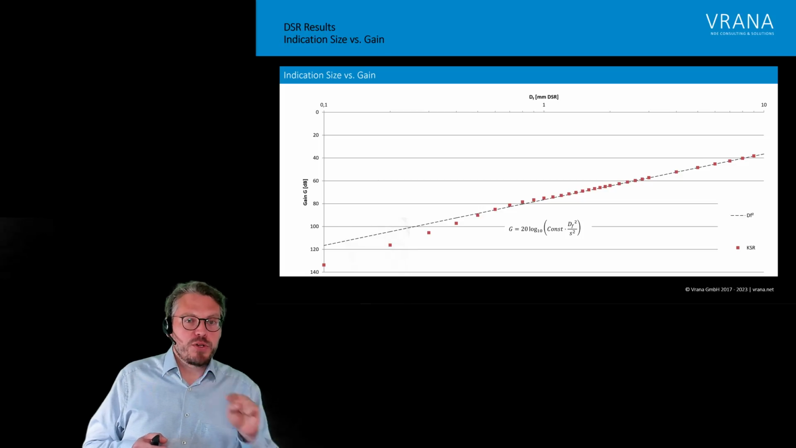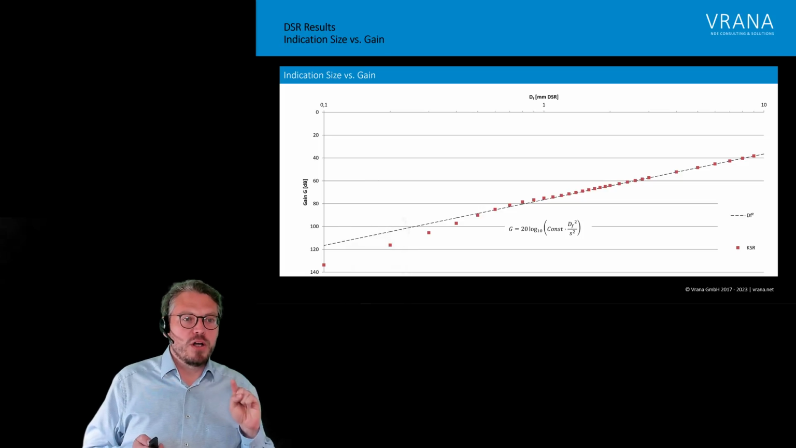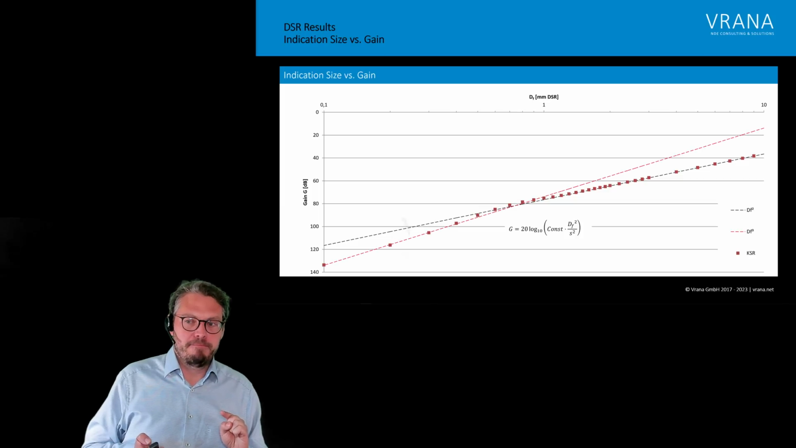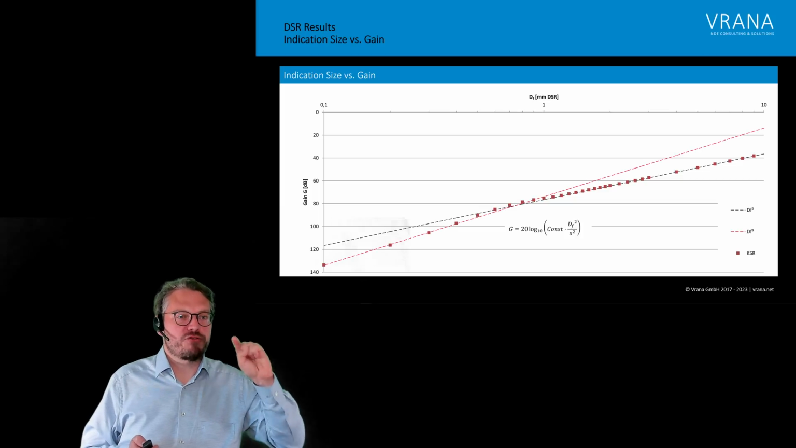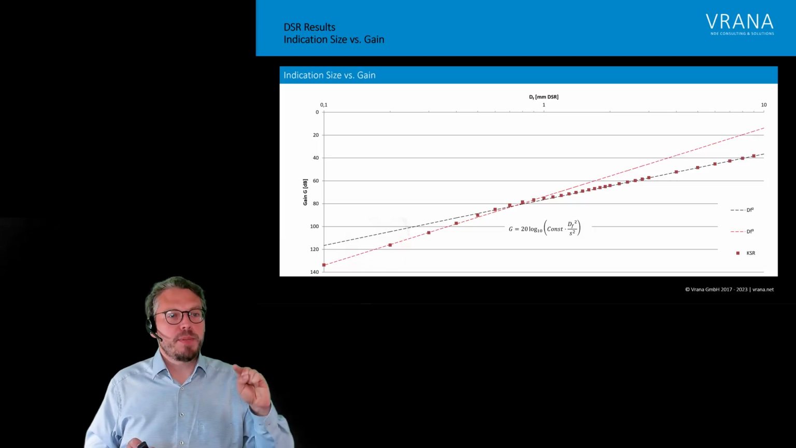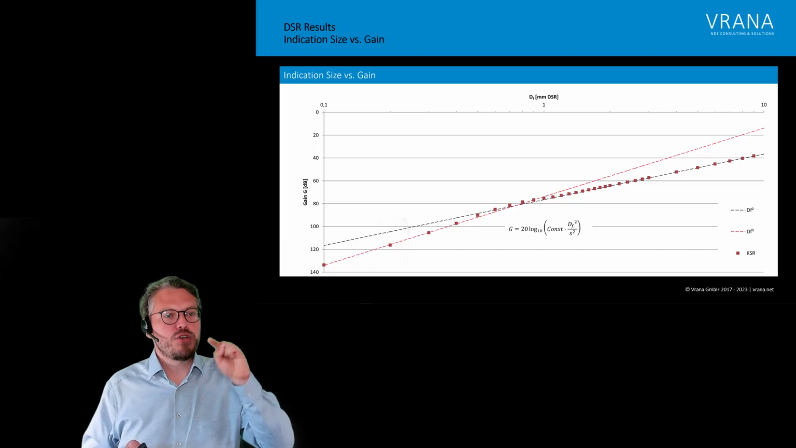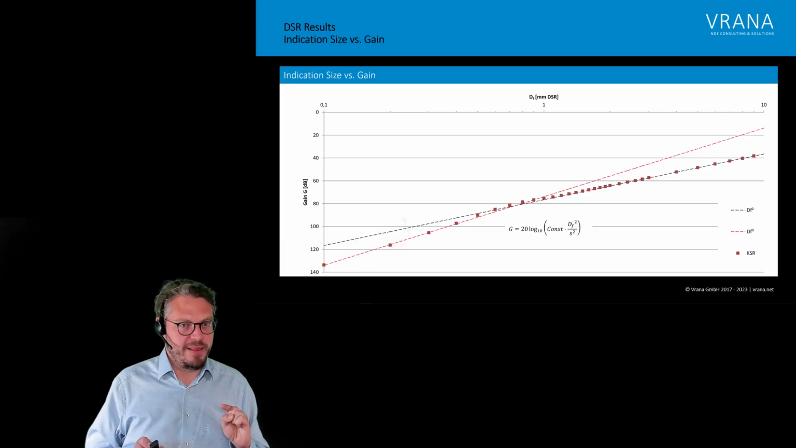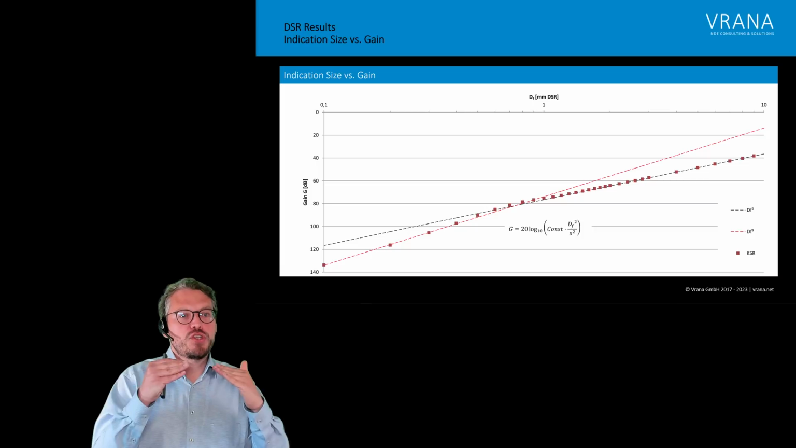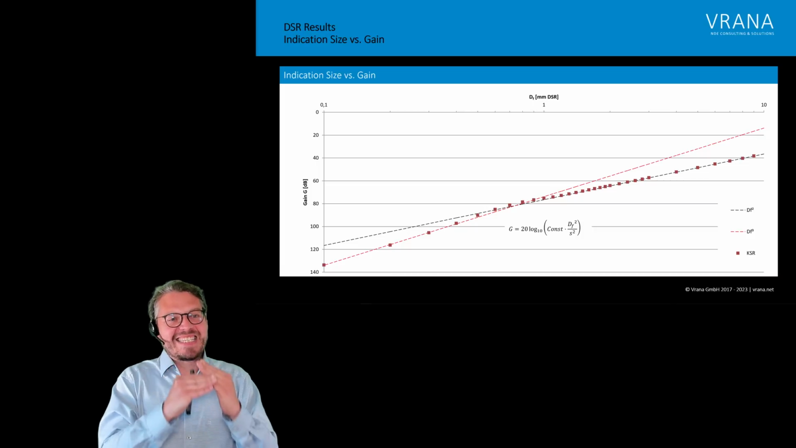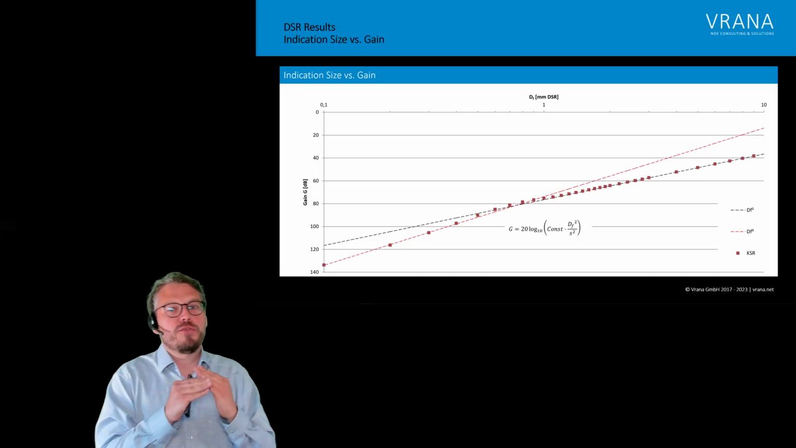Now, if we just look at the small ones, we see that they are also on a straight line. But this time, this line is not quadratic, but cubic, so a d_f to the power of 3 line. And where those two intersect, that is exactly a quarter of the wavelength.